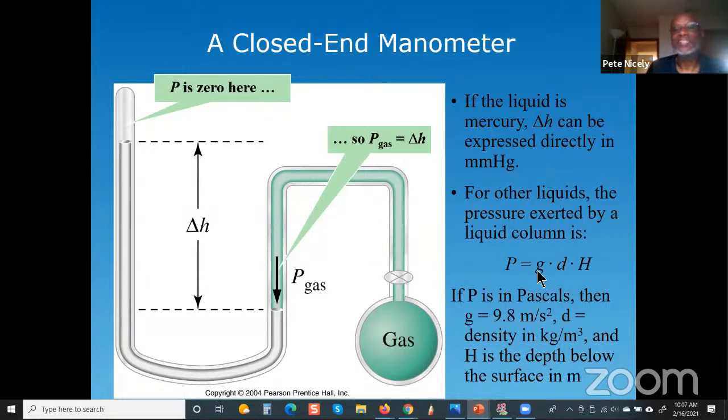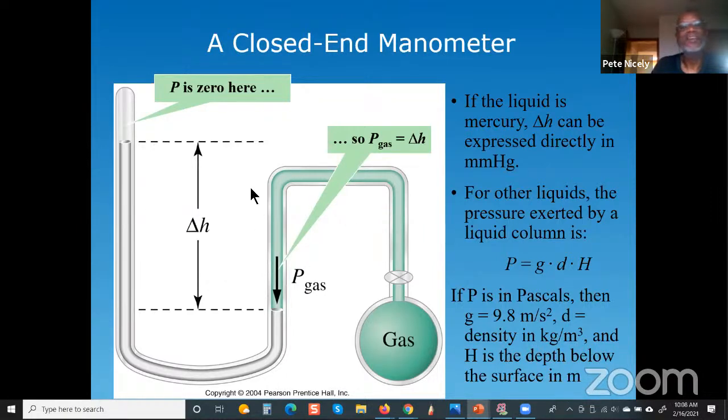Now, please note that in using this equation, you have to be very specific and careful about the units that you'll be using, right? So as you can see here, the units of the acceleration due to gravity is meters per second squared. The units of density must be expressed in kilograms per meter cubed, and the H here must be expressed in meters.